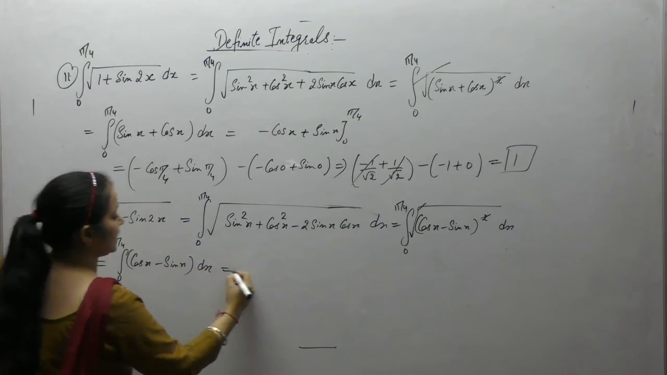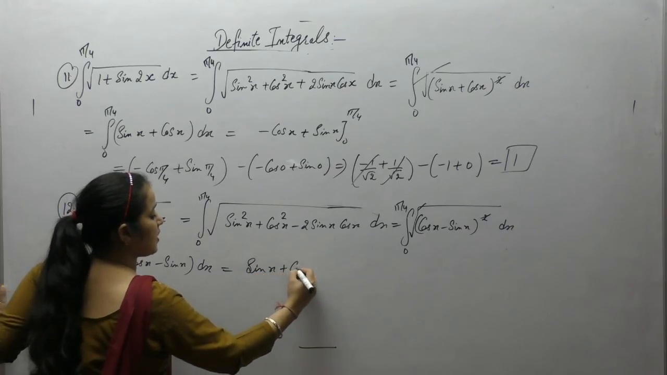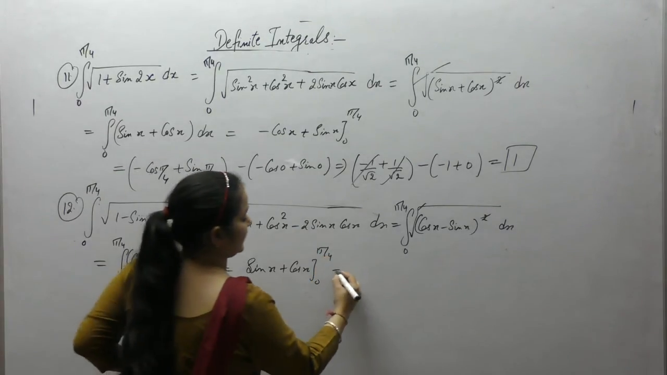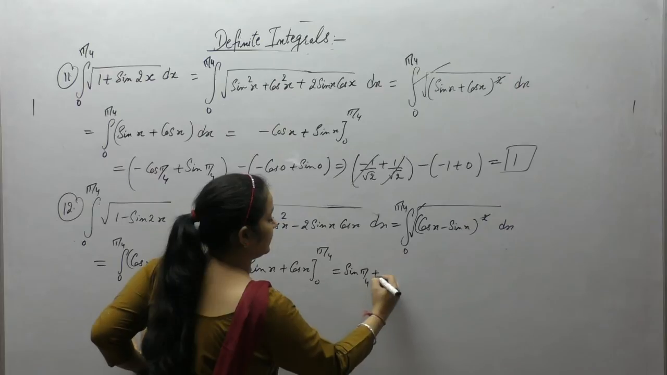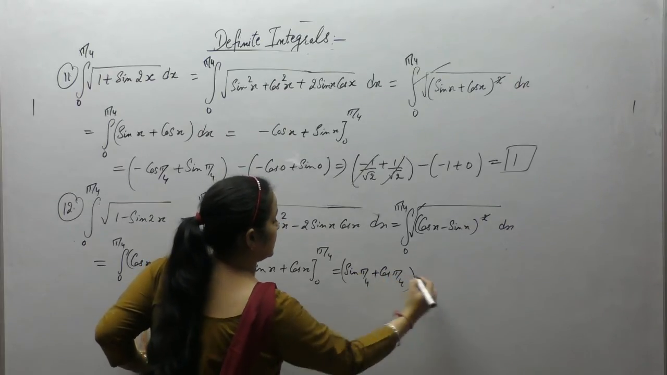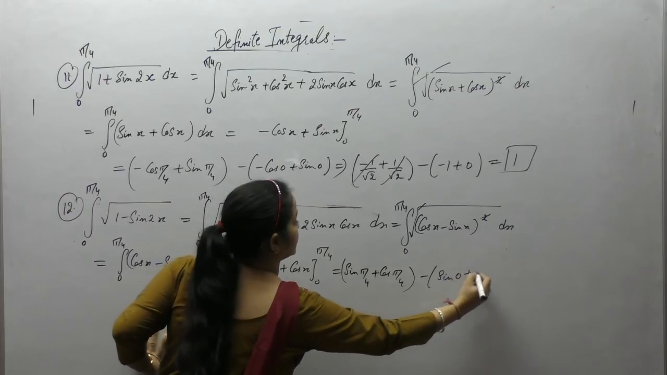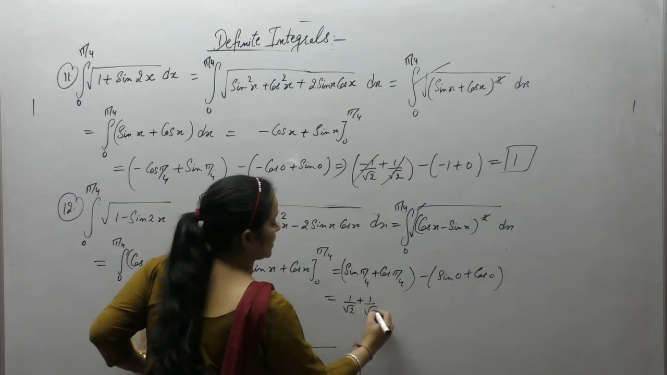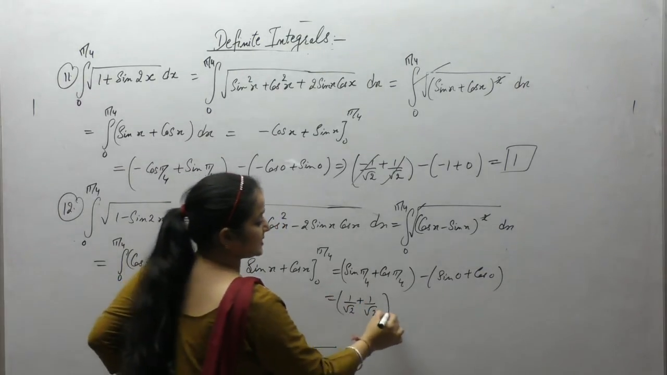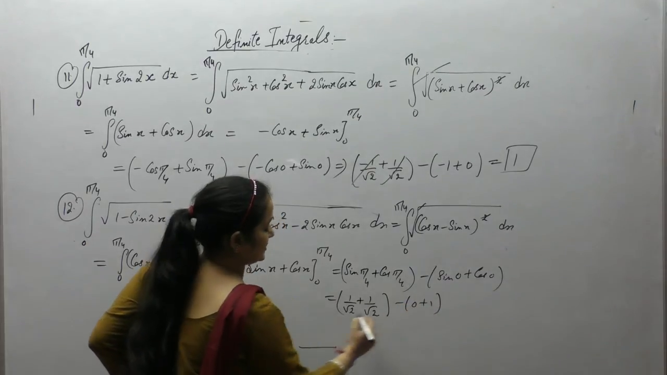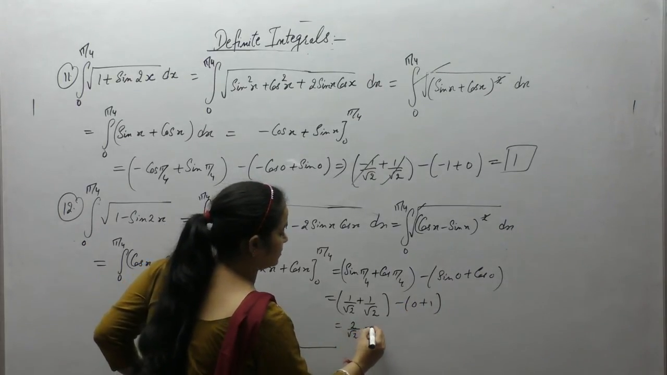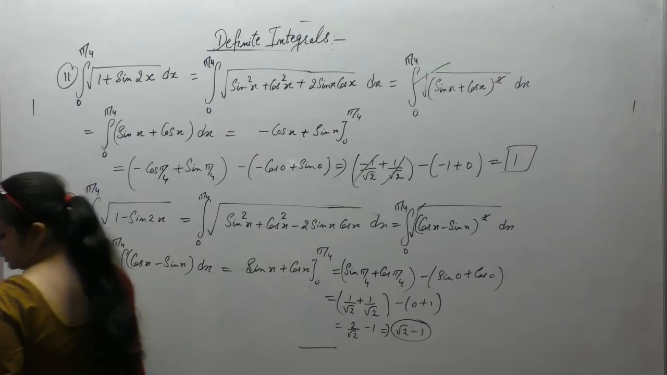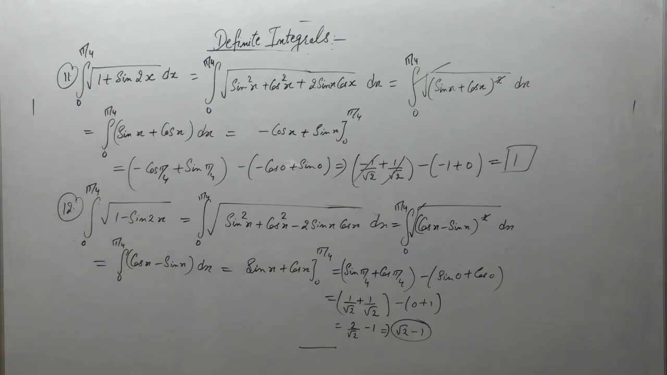The integral of cos is sin and of sin is −cos. The limit goes from 0 to π/4. Put the value: sin π/4 + cos π/4 minus (sin 0 + cos 0). Sin π/4 is 1/√2, cos π/4 is 1/√2, sin 0 is 0 and cos 0 is 1. So 2/√2 − 1, which we write as √2 − 1.